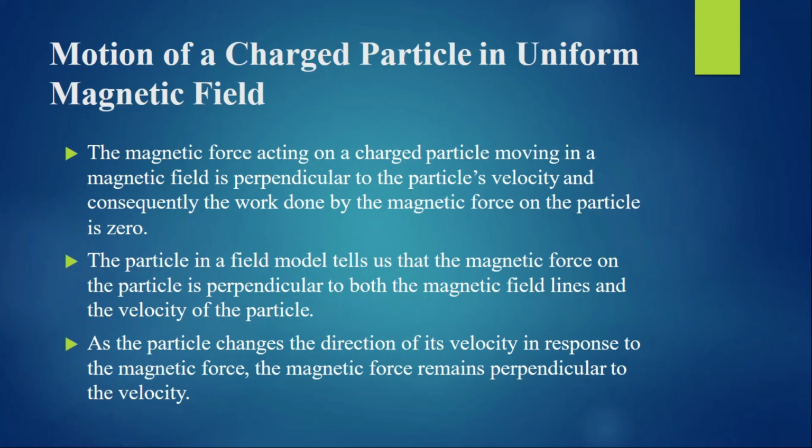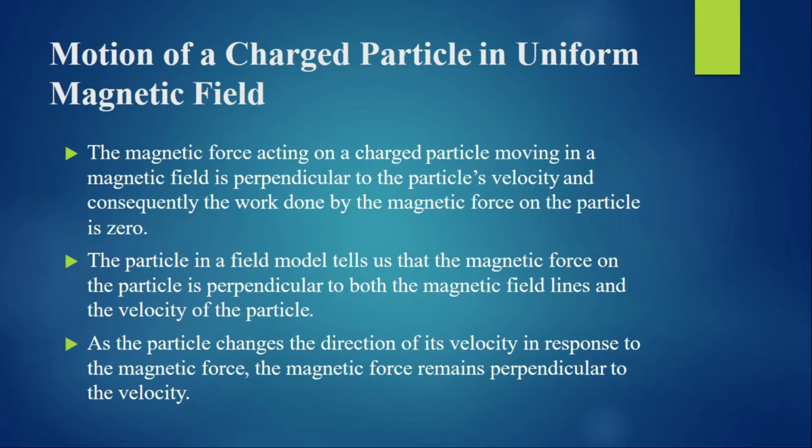Hello, we're going to talk about the motion of a charged particle in a uniform magnetic field. The magnetic force acting on a charged particle moving in a magnetic field is perpendicular to the particle's velocity, and consequently the work done by the magnetic force on the particle is zero.